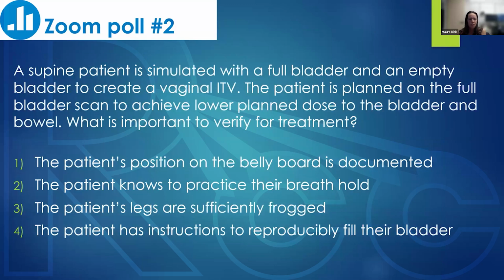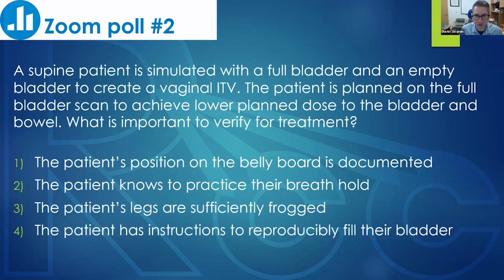So here's our second Zoom poll. A supine patient is simulated with a full bladder and an empty bladder to create a vaginal ITV. The patient is planned on the full bladder scan to achieve lower plan dose to the bladder and bowel. What is important to verify for treatment?